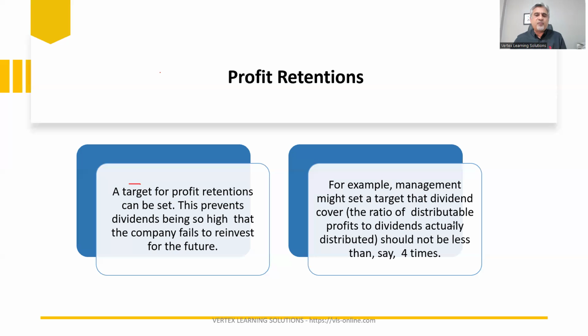So either you call it 4 times or you call it, like I said, that $2 was EPS, 0.5 was the dividend. When you divide this, you get the answer 4. You get the answer 4. Okay, so you can call it 25% of EPS, or you can say that the ratio of earnings to dividends should be 4 times.